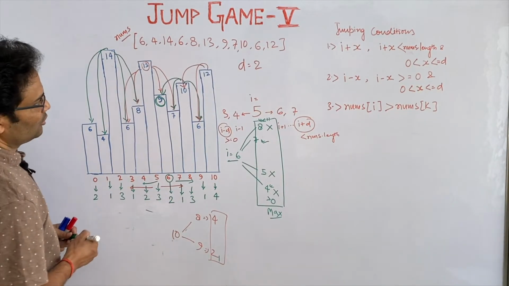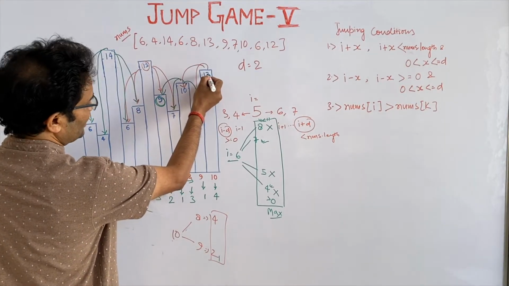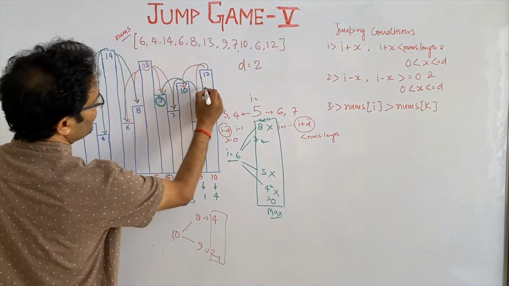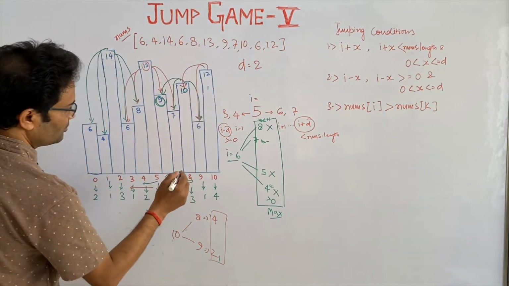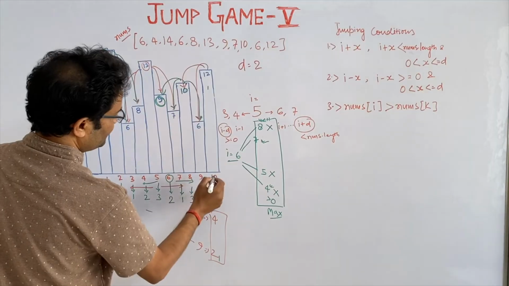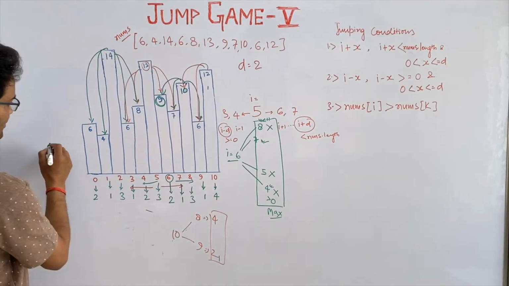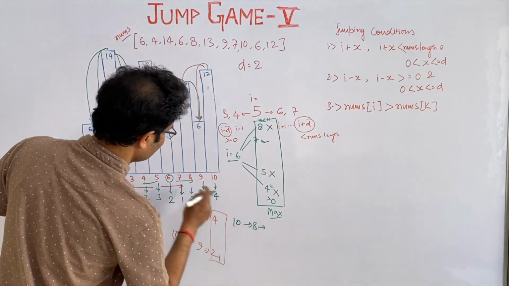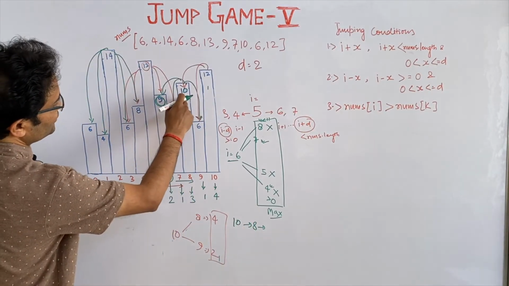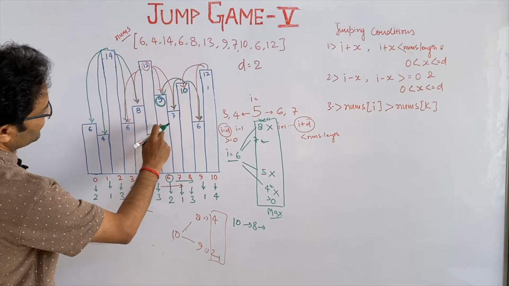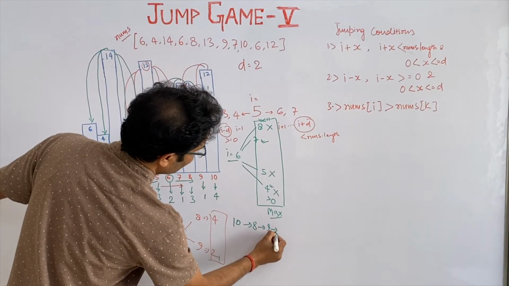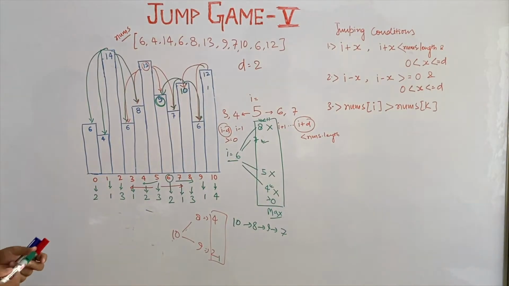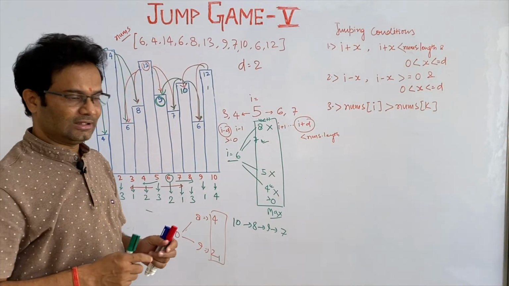Let me see how. From 12, you can come to the 10, right? This is the 1. So from 10th index, you can come to the 8th index, right? And from 8th index, you can jump to the 9 index, and from 9 you can jump to the 7 index. In this way it is the 4, right? So hope you have already understood the question.